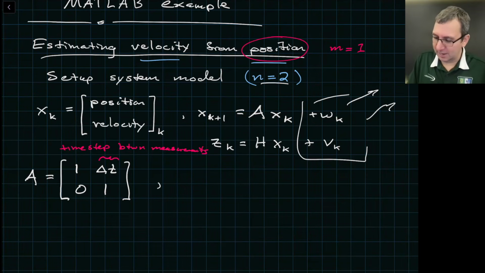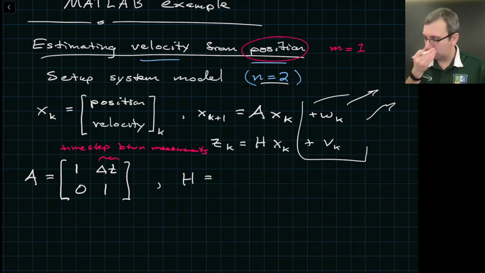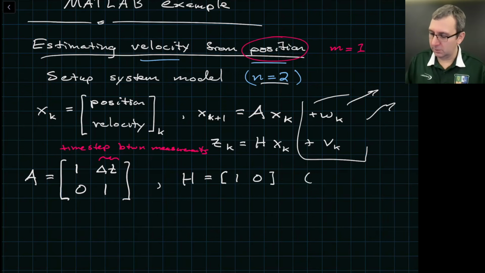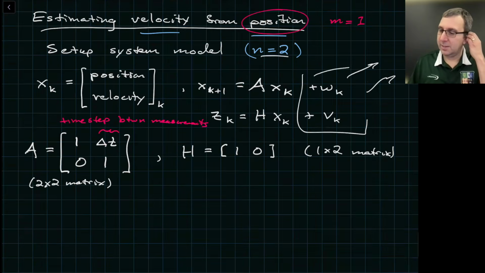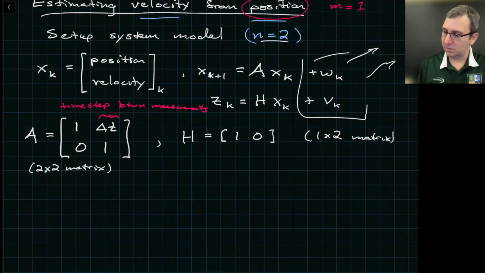I claim that's A, and I'll claim that H, which should be M by N, so 1 by 2, is 1, 0. So this is a 1 by 2 matrix, and this thing over here is a 2 by 2 matrix. So far, so good. We got the dimensions right. Does this seem to fit?